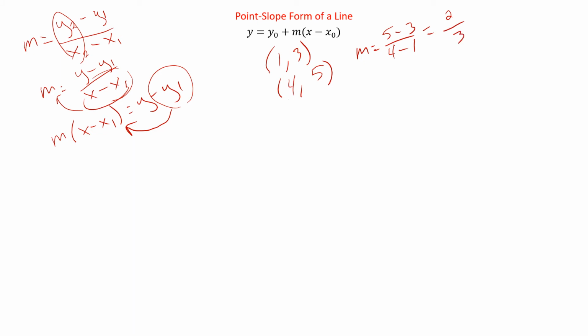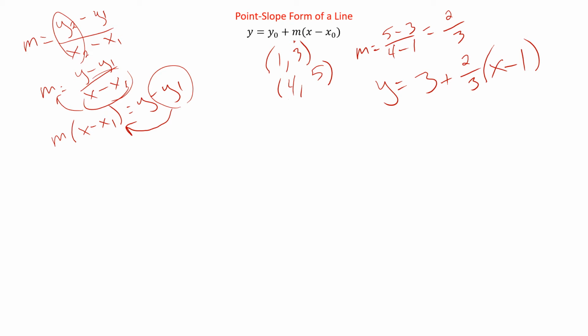Then, for our point slope form, we have our slope. We just need a point. We have 2 to choose from. We just need to pick one. It doesn't matter which one. Let's pick the top one, the 1, 3. So we're going to have y equals the y part of the point, 3, plus the slope, 2/3, times x minus 1. There we go. That's the point slope form.